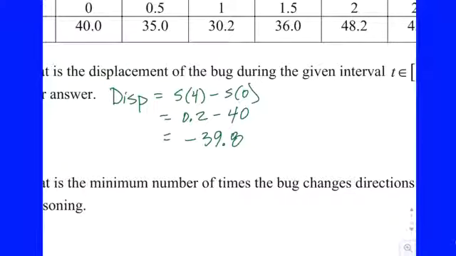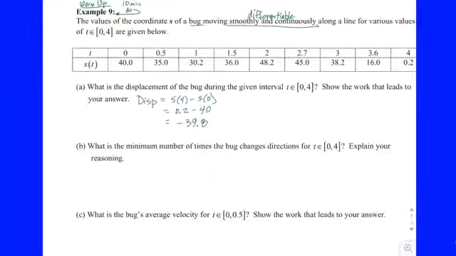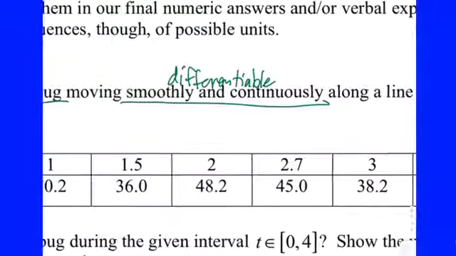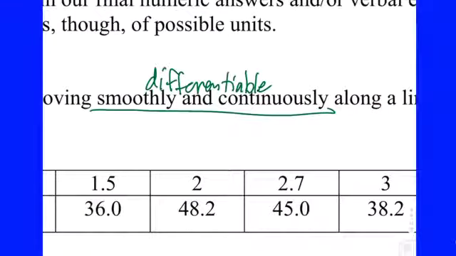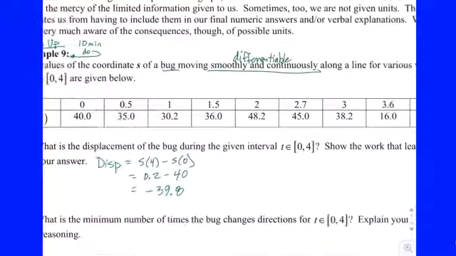So that means that what? During the 4 hours or seconds or whatever, the bug ended up 39.8 units to the left or below where it started, depending on what kind of line it's on. All right, the next one. What's the minimum number of times the bug changes directions? Explain your reasoning. So now this is pretty relevant, the fact that it's smoothly and continuously drawn.